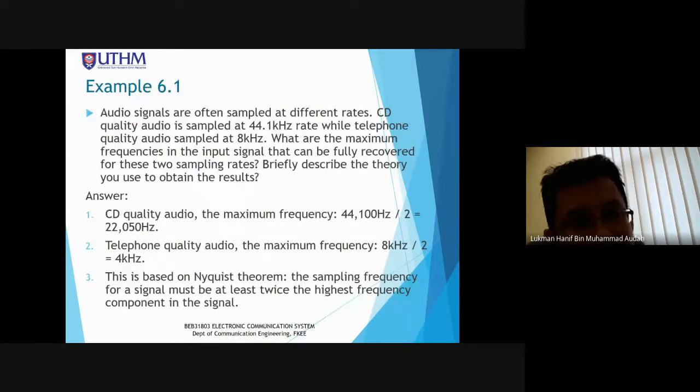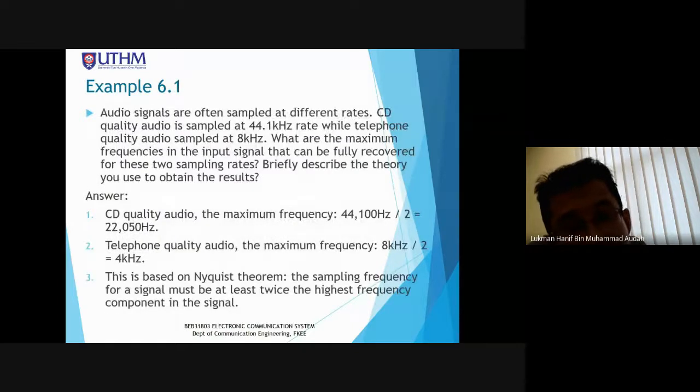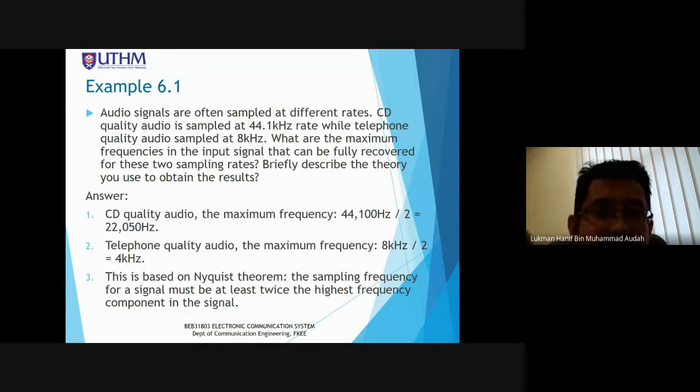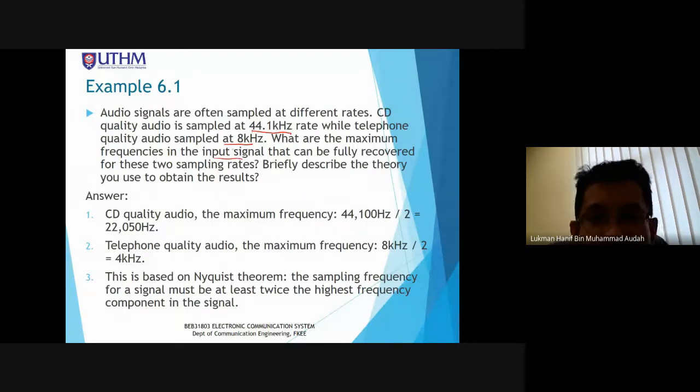So example. Okay, ni ada satu example, mungkin kita boleh pergi example sebelum kita tutup. So maknanya example 6.1, audio signals are often sampled at different rates. Signal CD quality audio is sampled at 44.1 kHz rate, while telephone quality audio is sampled at 8 kHz. What are the maximum frequencies in the input signal that can be carefully recovered for these two sampling rates? Briefly describe the theory you use to obtain the results.